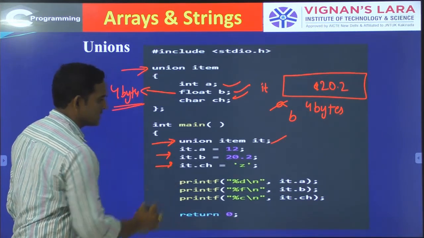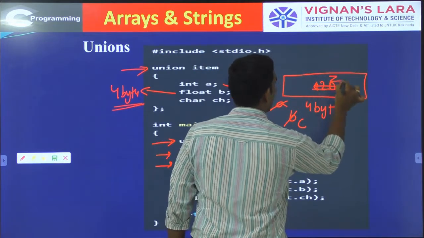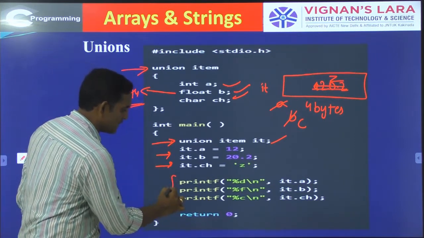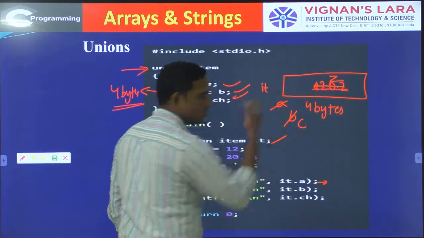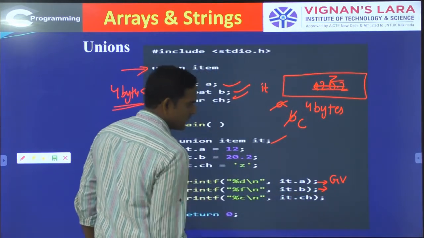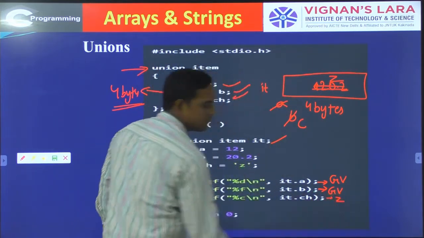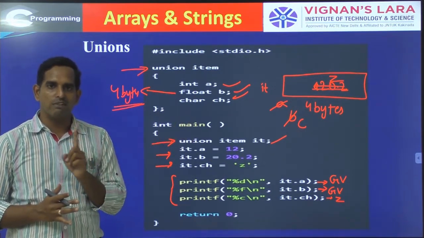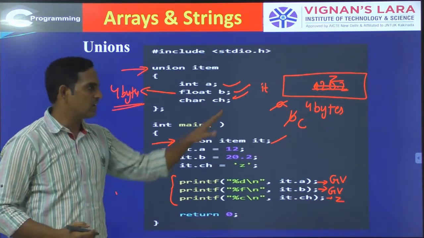When it.ch is equal to z, what will happen? Now b will be removed and z will be stored in your 4 bytes of memory. So when I print these 3 values, that is it.a, it.b, it.ch, since there is no value for a, it will print some garbage value. Since there is no value for b, it will print some garbage value. Since there is a value for ch, it will print z. So as you can see from this, at a time you can store only one variable, and you are storing ch here since this is the last assignment statement you have done for your union.